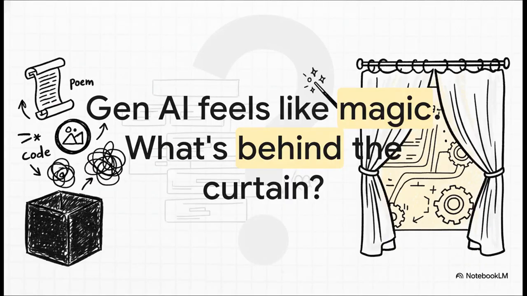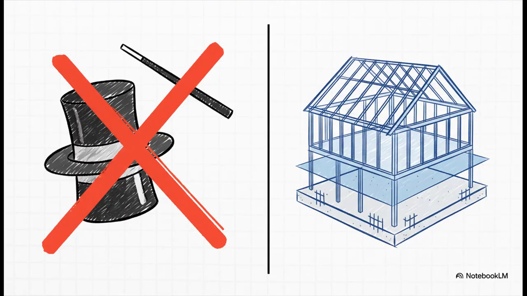I mean, it's so easy to feel like it's some kind of magic, right? You just give it a simple prompt and bam, out comes this incredible poem or a stunning image or even working code. It really does feel like this mysterious black box. So what's actually going on inside? Well, here's the thing. It's not magic at all.